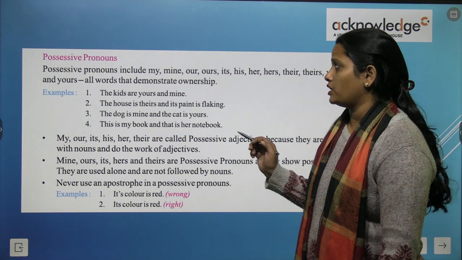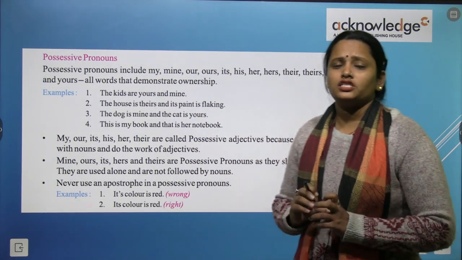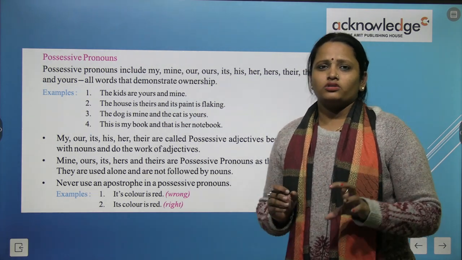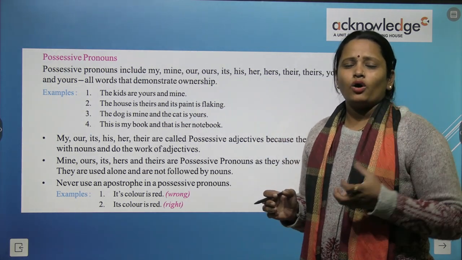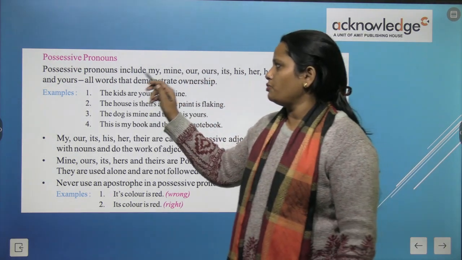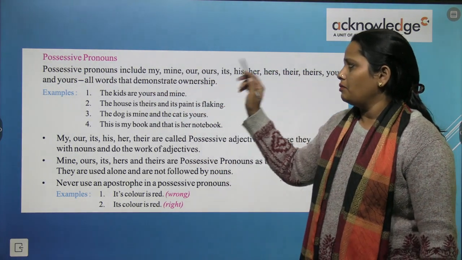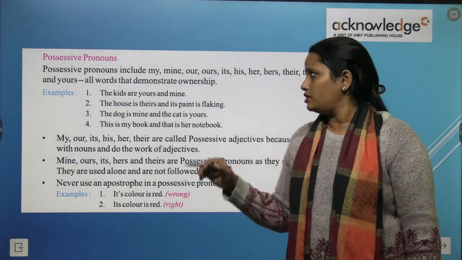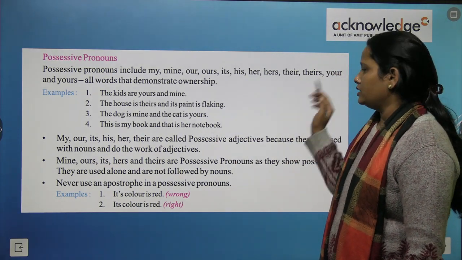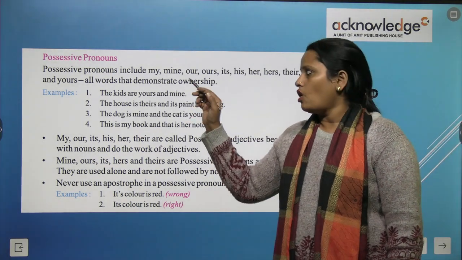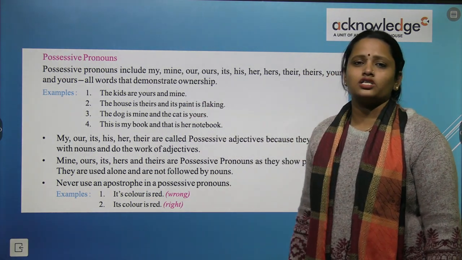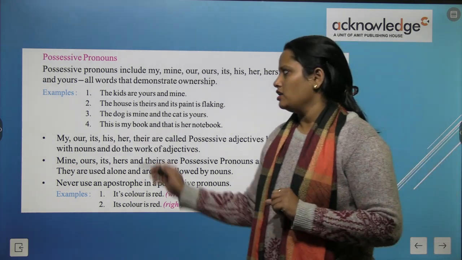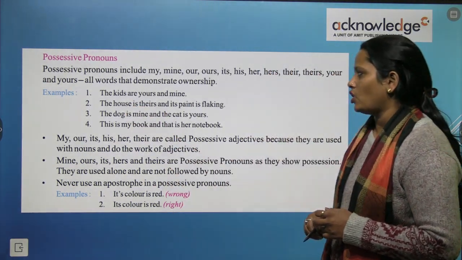Next is possessive pronouns. What is possessive pronoun? Possessive pronoun के नेम में एक आंसर छुपा है और वो है possession. Possession means किसी के belonging की बात कर रहे हैं हम यहाँ पे। Possessive pronouns include my, mine, ours, its, his, hers, her, their, theirs, yours, all words that demonstrate ownership, जो ownership बताते हैं, ऐसे words को हम possessive pronoun भी कहते हैं.